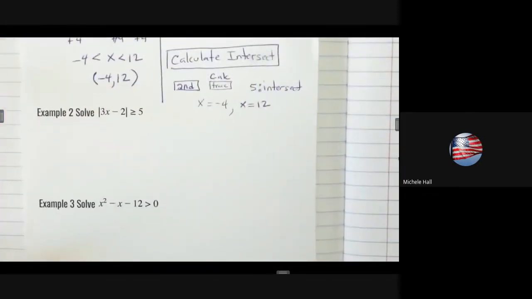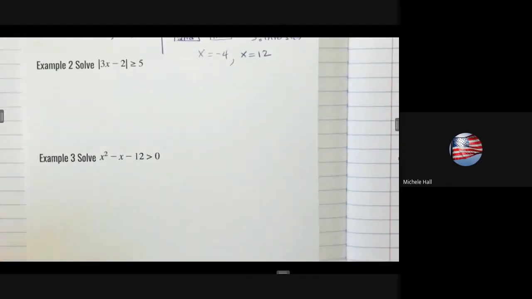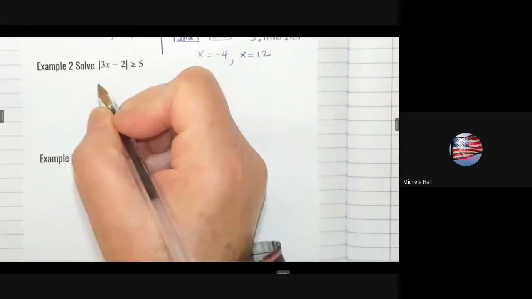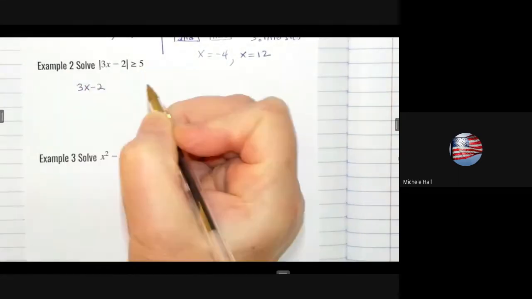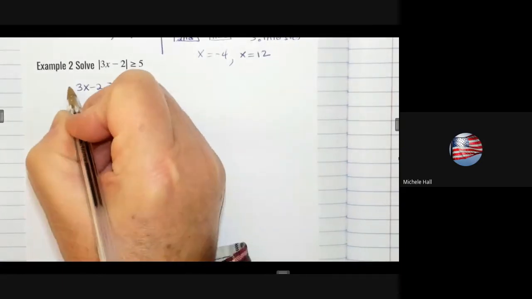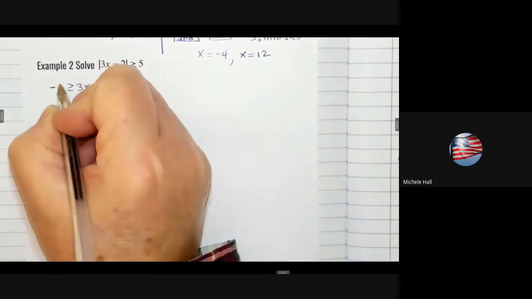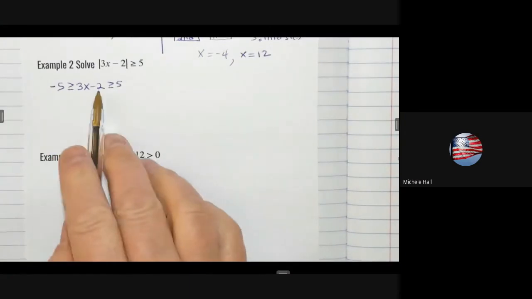The absolute value of 3x minus 2 is greater than or equal to 5. We'll start by setting up the absolute value that has two answers. That would be 3x minus 2 is greater than or equal to 5, and I slide that sign over and it becomes less than or equal to the opposite of 5. And now I solve my two-step inequality.